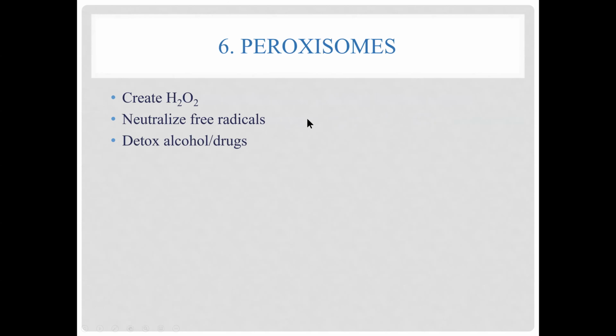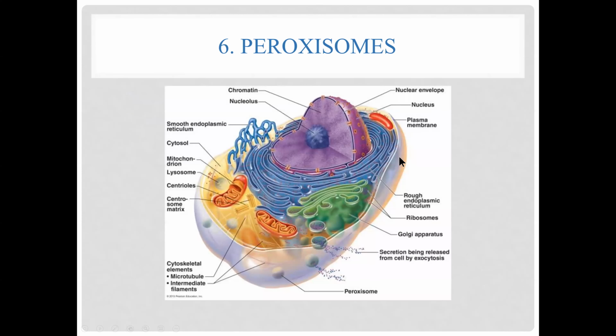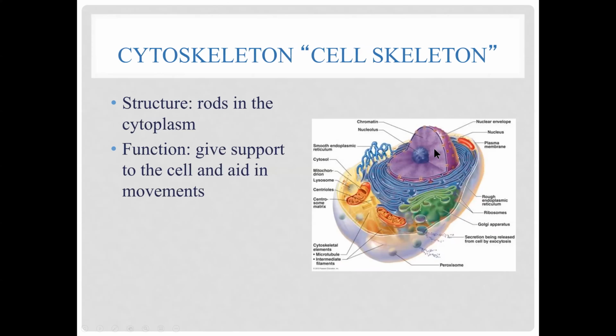We have peroxisomes, which is a specialized type of a vesicle which contains hydrogen peroxide, okay? This is hydrogen peroxide. H2O2 is hydrogen peroxide. H2O is water, okay? Neutralizes free radicals, detoxes alcohol and drugs. And there's a picture of a peroxisome somewhere. I'm not going to give you this slide and ask you to pick out things. It's just too busy. What you're going to need to know is the information about it.